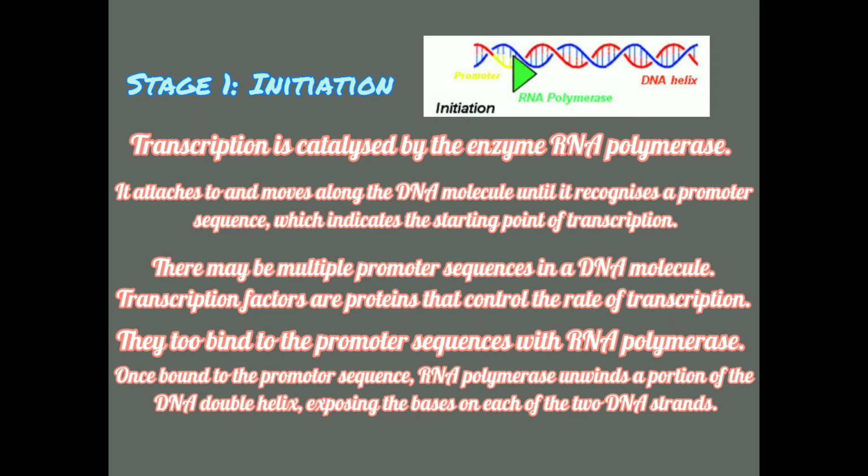Transcription factors are proteins that control the rate of transcription. They too bind to the promoter sequences with RNA polymerase. Once bound to the promoter sequence, RNA polymerase unwinds a portion of the DNA double helix, exposing the bases on each of the two DNA strands.